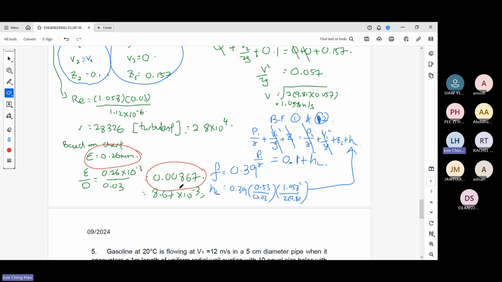Because now you are using a different pipe. The Reynolds number still the same thing, whether you want to show it or not, because it's not affecting. But what really affects is the roughness, relative roughness, because these two are changed, so your F factors will change. But the rest still the same.